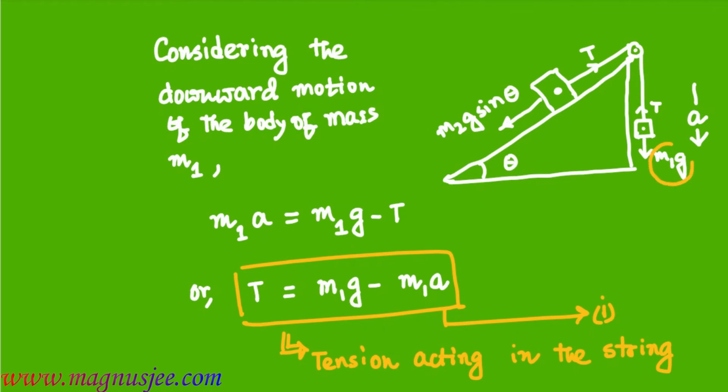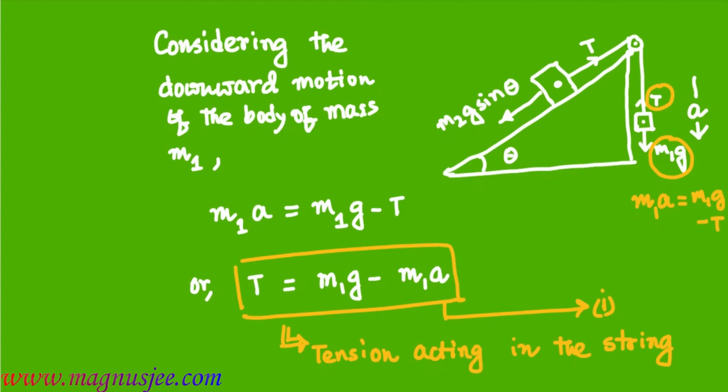For the body of mass m1, m1g is the weight acting downwards, and T is the tension acting in the string. Hence, the net downward force acting on this body of mass m1 will be m1a, which is again equal to m1g minus T.